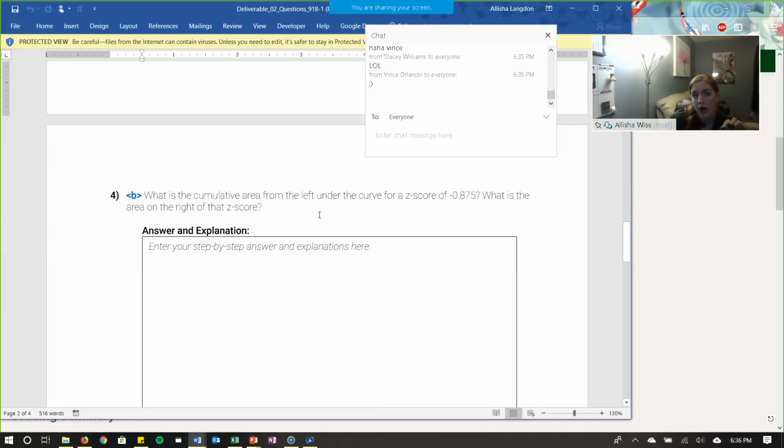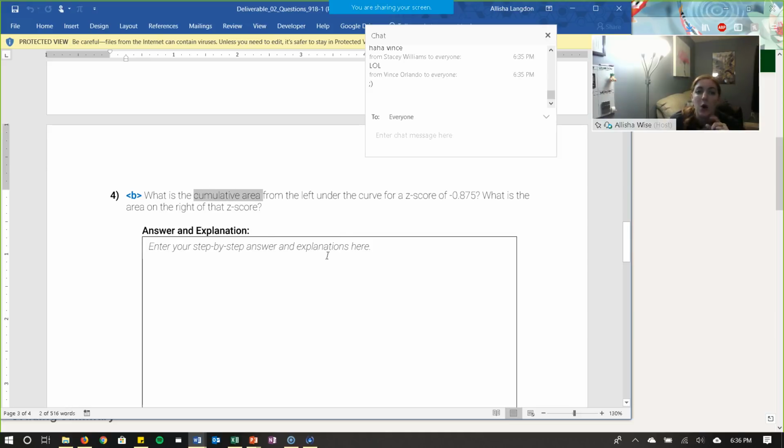Number 4, you can do. It says, what is the cumulative area from the left under the curve for a z-score of negative 0.875. Let's talk about this one.